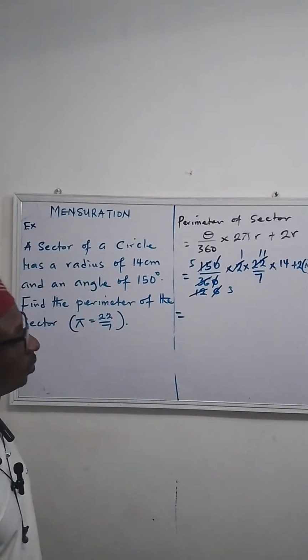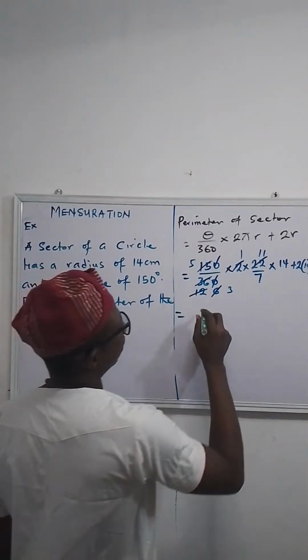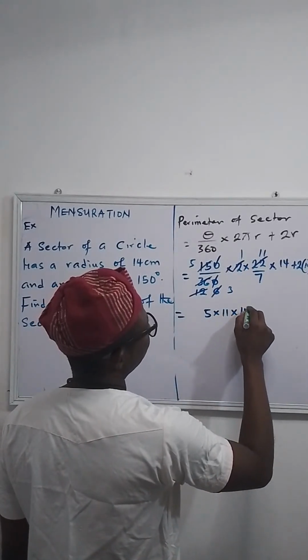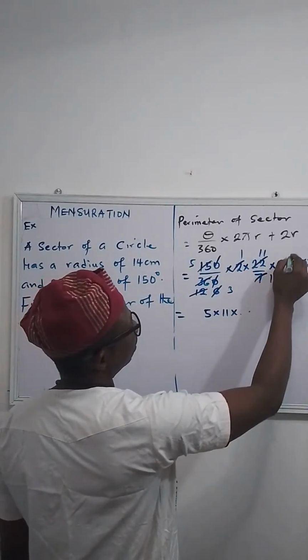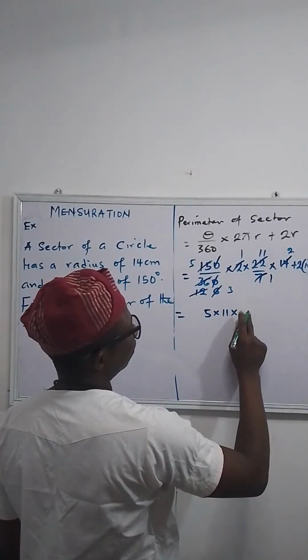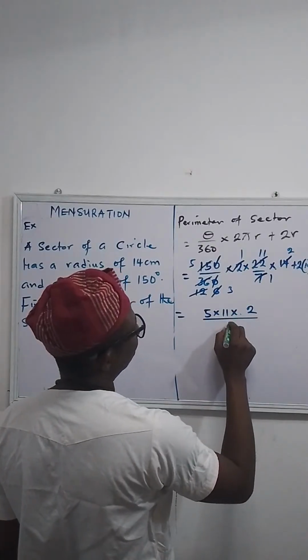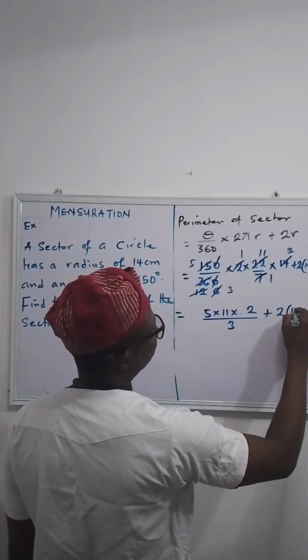Okay, I think we are done with that. So we have 5 times 11 times 14. Okay, so we can still simplify. So 7 goes here 1, 7 goes here 2. So we just have times 2. Okay, everything all over 3 plus 2 times 14.